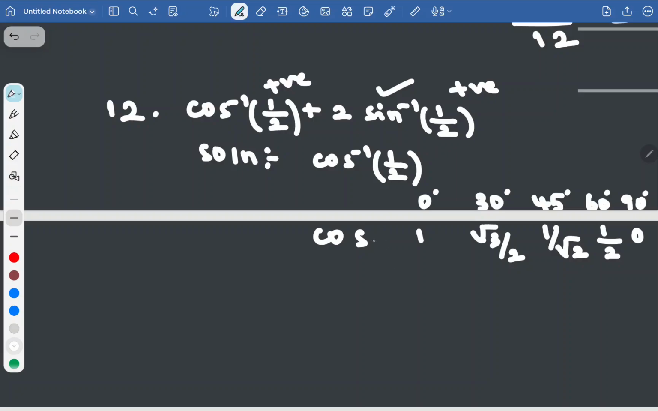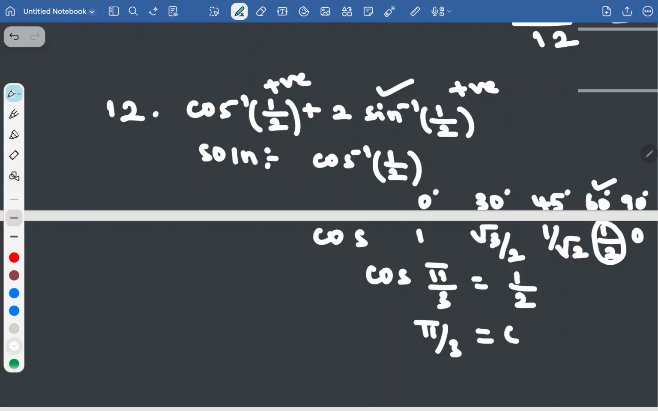Which value for cos degree? The value is 1 by 2, that is 60. 60 means pi by 3, cos of which is 1 by 2. What is pi by 3? Cos inverse of 1 by 2. For cos inverse of 1 by 2, the value is pi by 3.